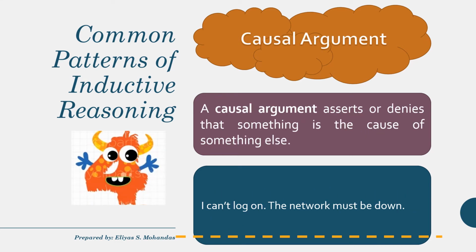The fourth common pattern is causal argument. The word causal comes from the word cause. So a causal argument asserts or denies that something is the cause of something else. Now let me just give you an example. The premise is I can't log on. What is the conclusion? Sorry, the conclusion is I can't log on. What is the premise? The network must be down. So one is causing another to happen. Okay?